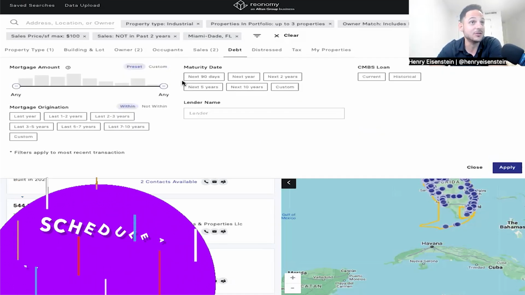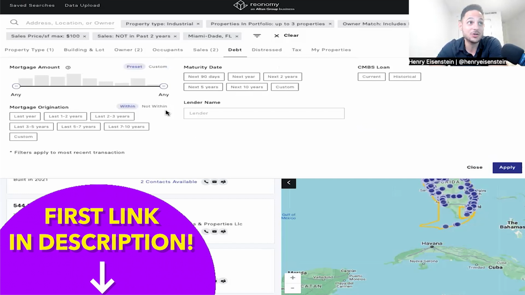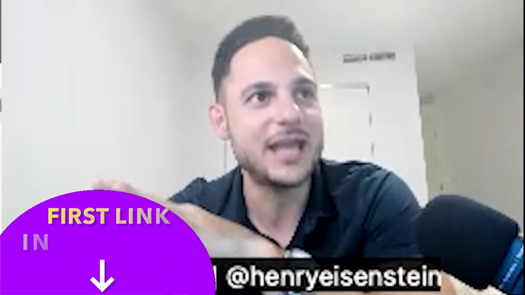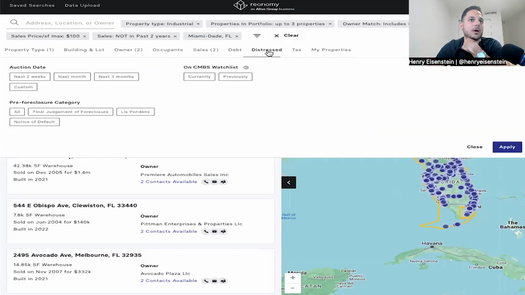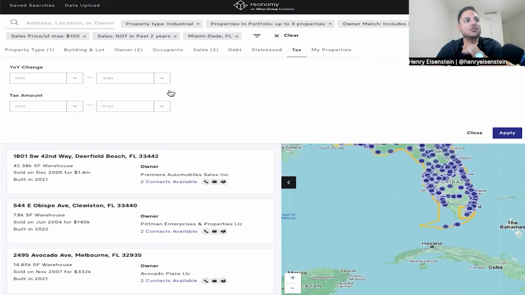So again, we're going to look at debt. You can play with the maturity dates. Again, super interesting. If you want to play around with it, you can. I don't recommend it, especially for your first list. I would rather just continue to go through. I don't use any of this. Let's just go to taxes. This is where we get interesting.